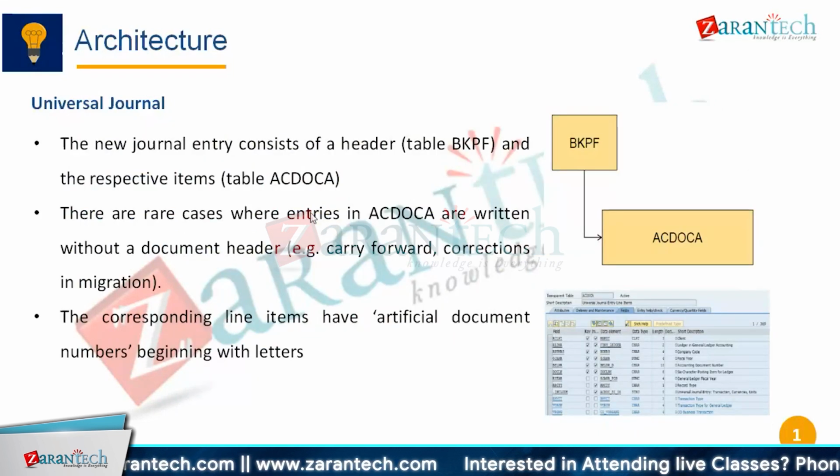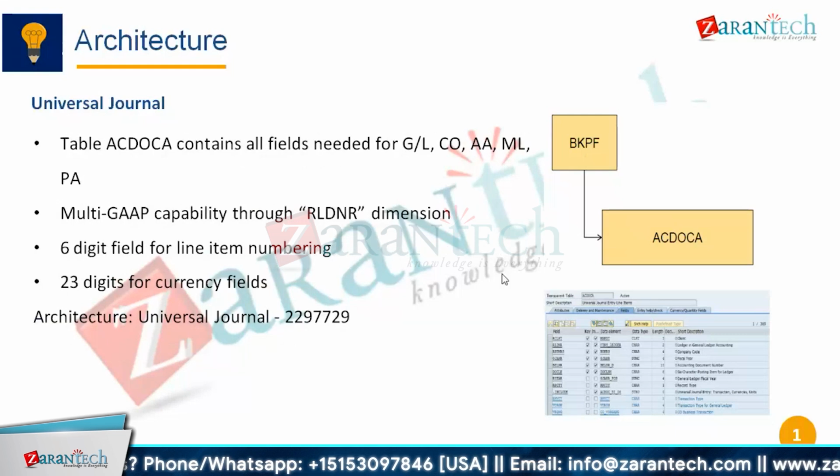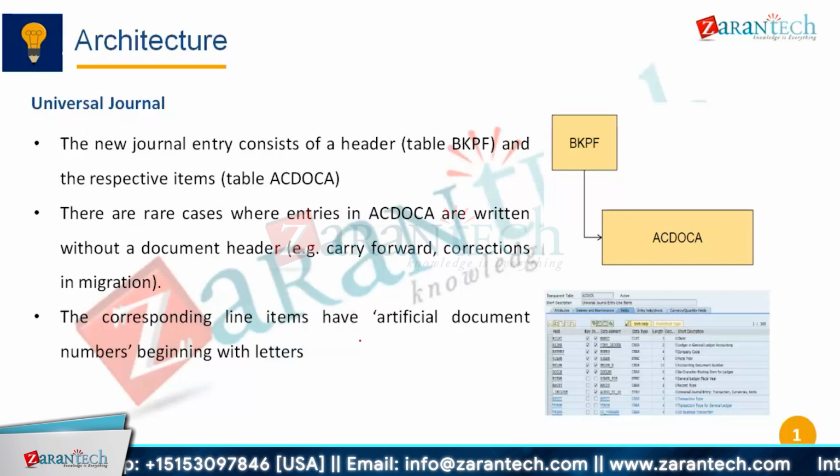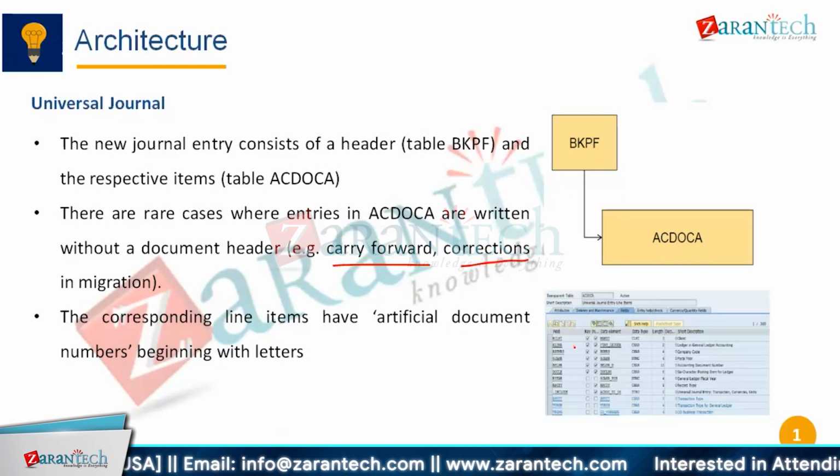The new journal entry consists of the header BKPF and the ACDOCA line item tables. There are rare cases where entries in ACDOCA are written without a document header. It will never happen that an entry exists in ACDOCA but the corresponding header information does not exist in BKPF, except in the case of carry forward and corrections. The line item data exists, but no header data. The corresponding line items have artificial document numbers beginning with letters.